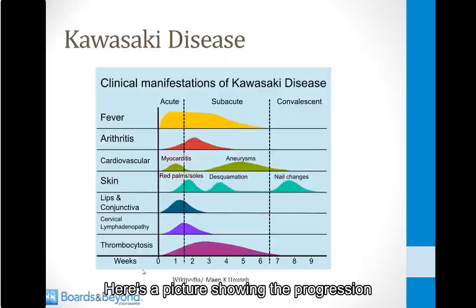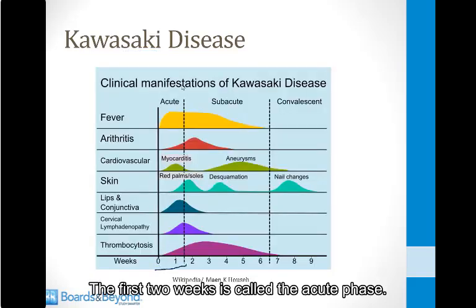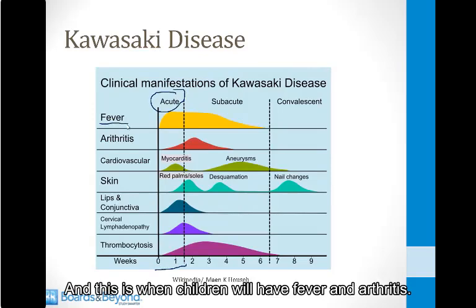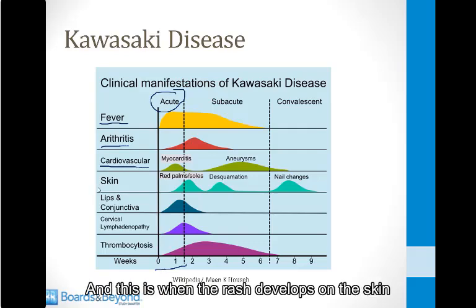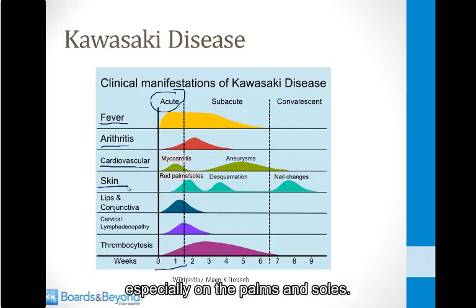Here's a picture showing the progression of the disease over time. The first 2 weeks is called the acute phase, and this is when children will have fever and arthritis. They sometimes have myocarditis, which can include chest pain, and this is when the rash develops on the skin, especially on the palms and soles.